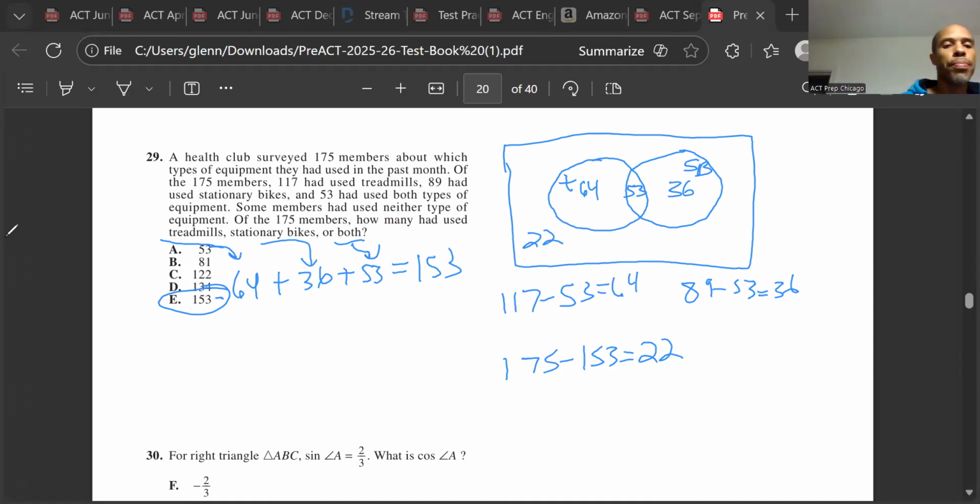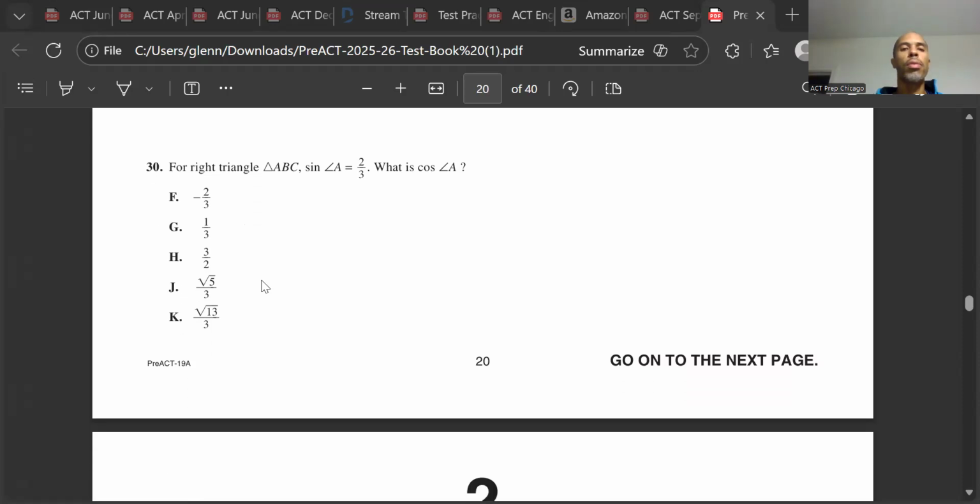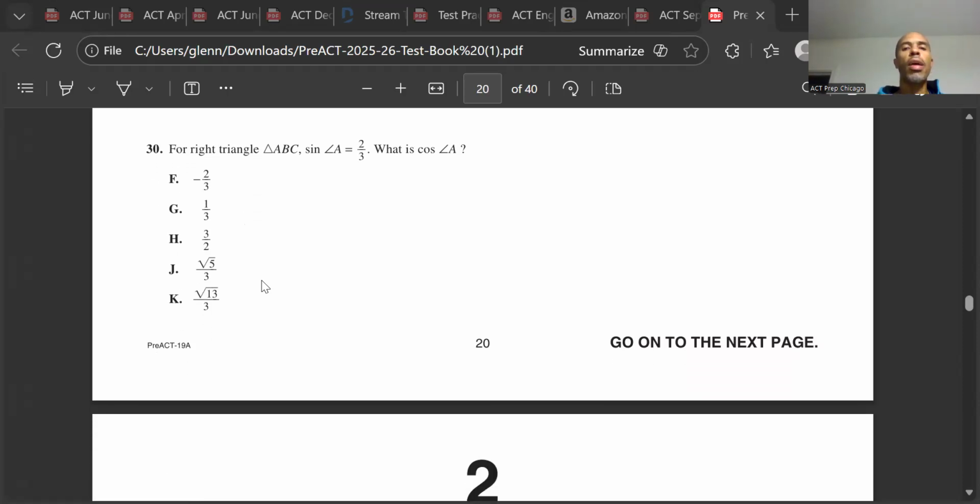Okay, dokie. Wrapping it up. We are on number 30. For the right triangle, triangle ABC, sine of A is 2 over 3. Let's write that out. So we have a right triangle. We're going to make this A. We're going to say sine of A. Sine is opposite over hypotenuse. So sine of A equals 2 over 3.